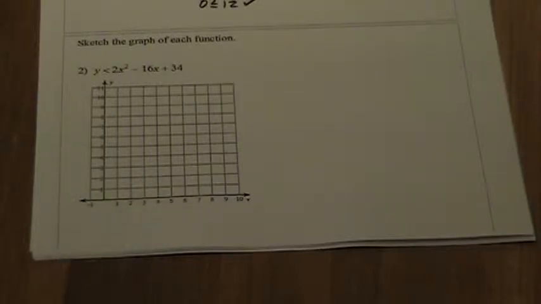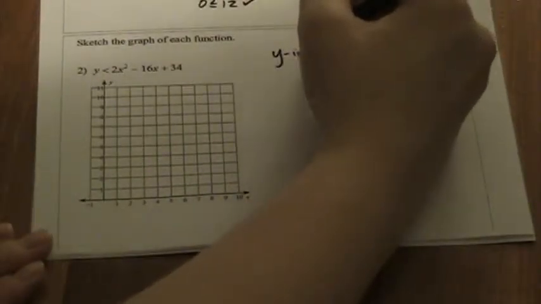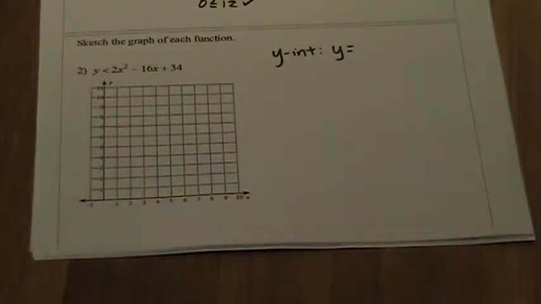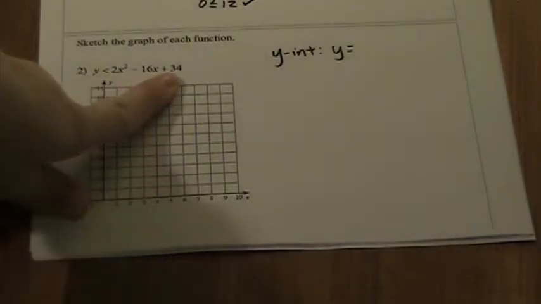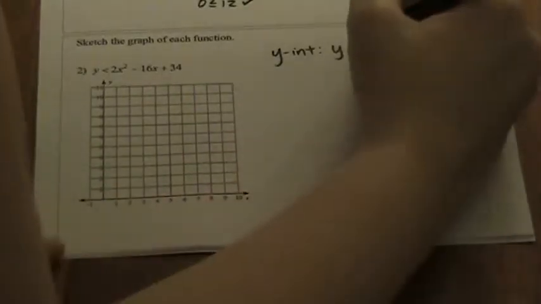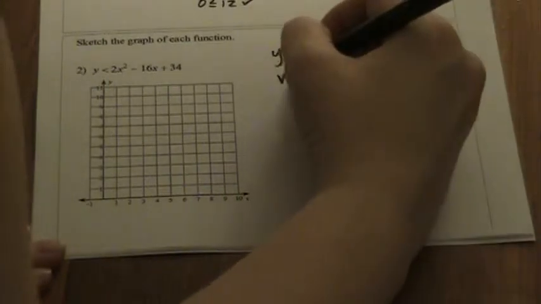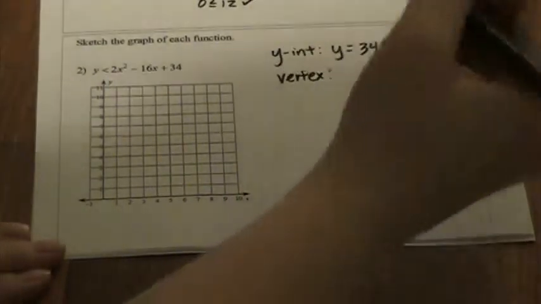So sketching the graph, the first thing I need to do is determine some points on my parabola. And those points are the y-intercept, the vertex, and the zeros. The y-intercept's really easy, because if your expression is in standard form, which is ax squared plus bx plus c, you could just look at the c value and know what the y-intercept is. So here it's 34.